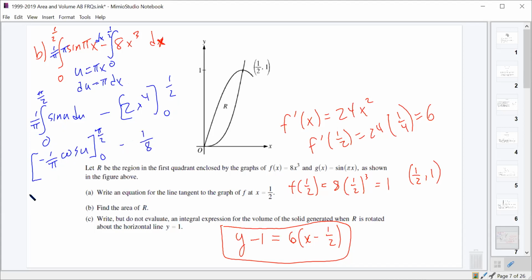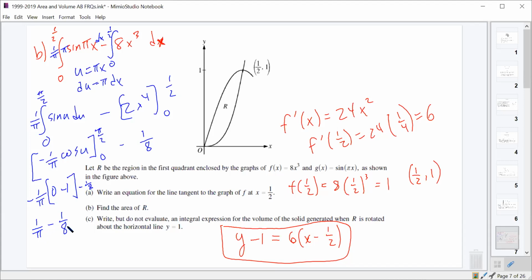And then we'll evaluate this. Negative 1 over pi. Cosine of pi over 2 is 0, and then the cosine of 0 is 1. So minus 1. And then we still have our minus 1/8. And so we end up with negative 1 over pi times negative 1, which is 1 over pi, minus 1 over 8.